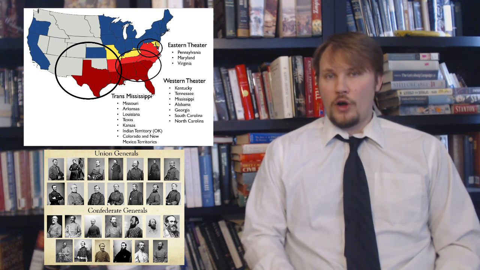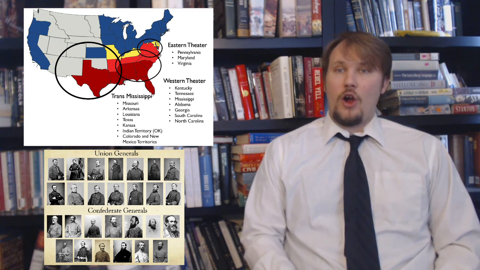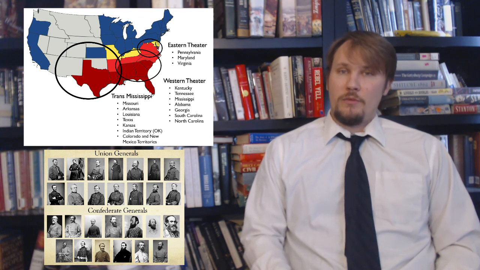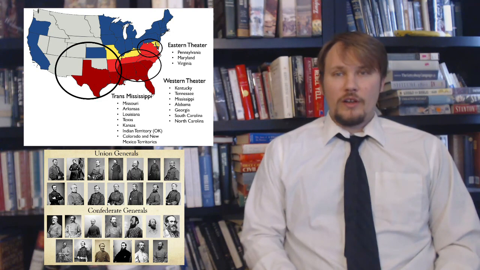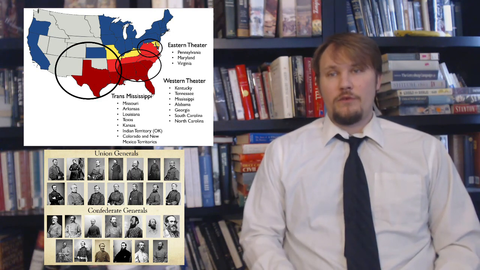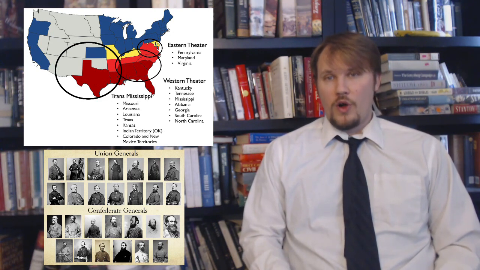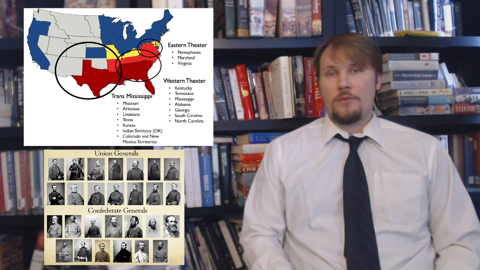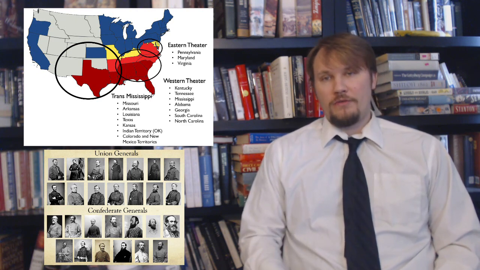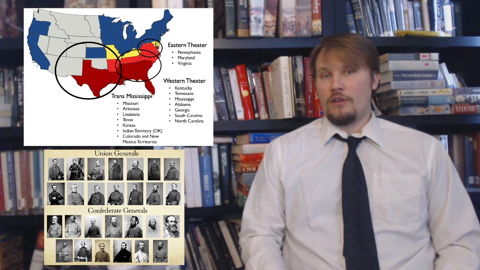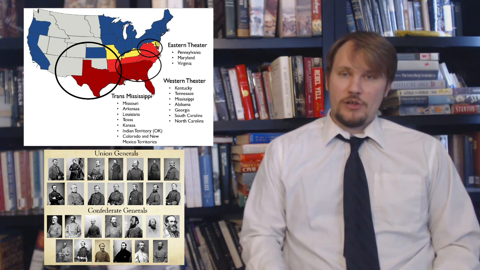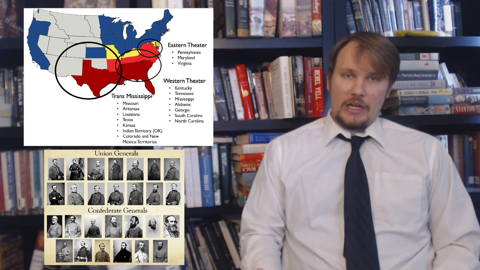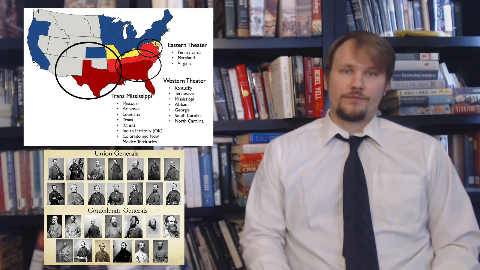The most important Union armies are the Army of the Potomac, which is the most important army in the Eastern Theater, and then the Army of the Tennessee, which was the most important Union army in the Western Theater. The most important Confederate armies are the Army of Northern Virginia, the most important one in the Eastern Theater, and then the Army of Mississippi, later called the Army of Tennessee. That's the most important Confederate army in the Western Theater. And like I said, there's lots of famous generals. As we go through this, you'll get to know who they are. Okay, so let's get into some battles.